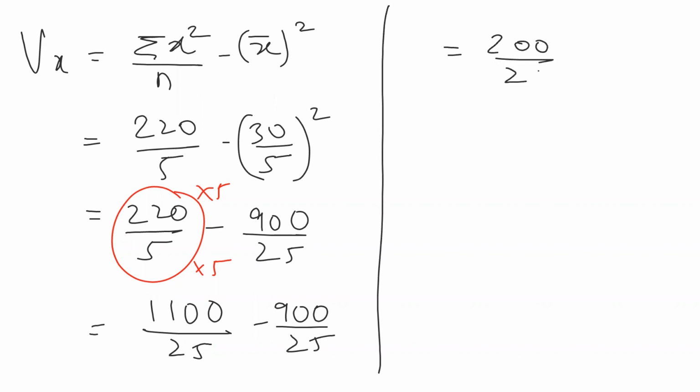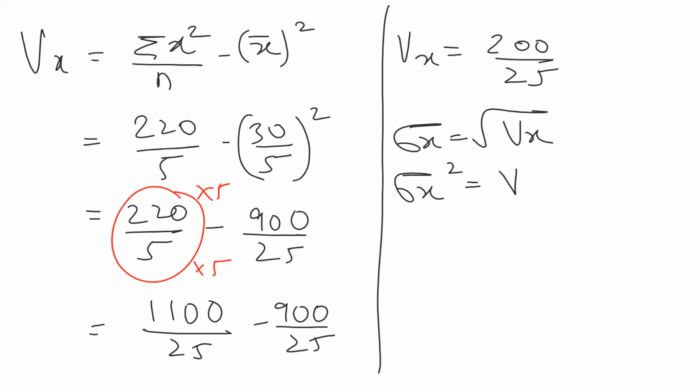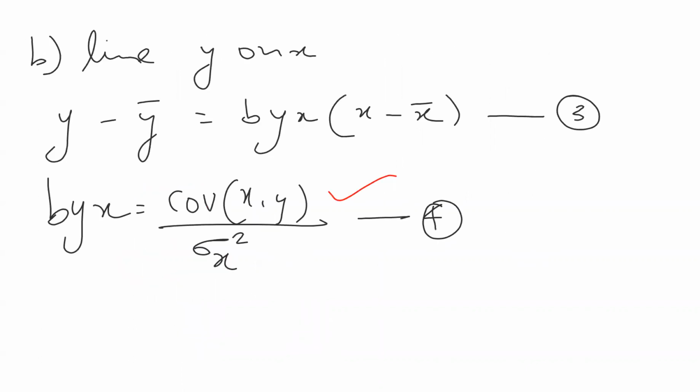That is variance of x. Standard deviation of x is root of variance of x. Squaring both the sides, we have squared both the sides. So standard deviation of x square is equal to 200 upon 25. Right? Then now this time we'll go to equation number 4. Put the values of covariance and standard deviation of x square in equation number 4.